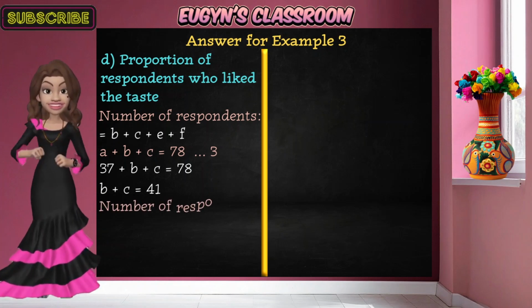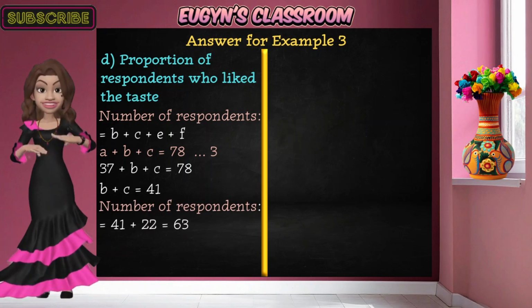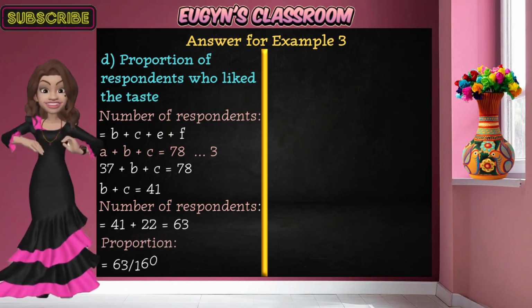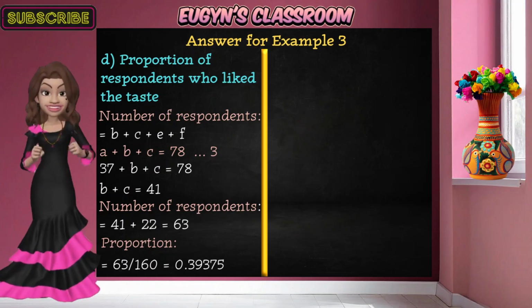The number of respondents will be 41 plus 22, which is 63. And the proportion of respondents is 63 divided by 160, which is 0.39375.